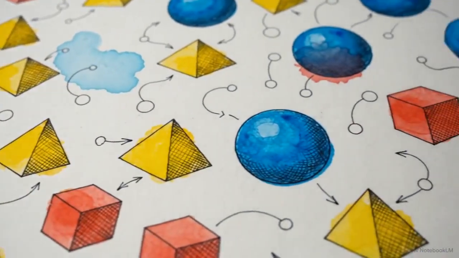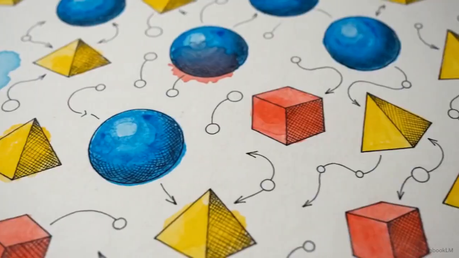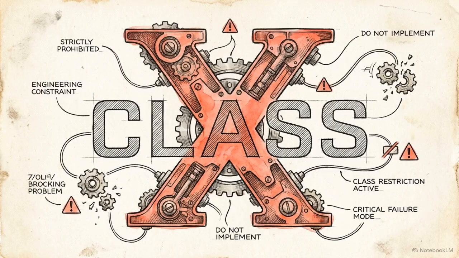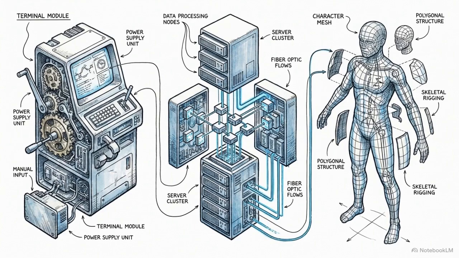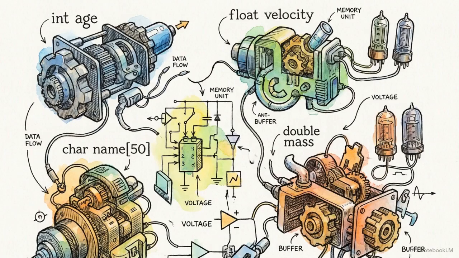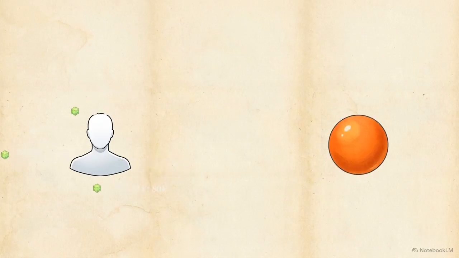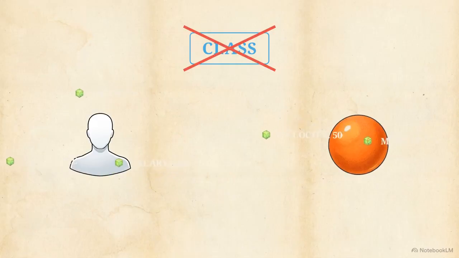In modern languages, you would organize them using an object-oriented class. However, in C, classes do not exist. This presents an immediate problem. Operating systems, network stacks, and game engines are built in C. How do these massive systems manage complex, multivariable entities, like an employee with an ID, a name, and a salary, or a physics object with velocity and mass, without the organizational framework of a class?